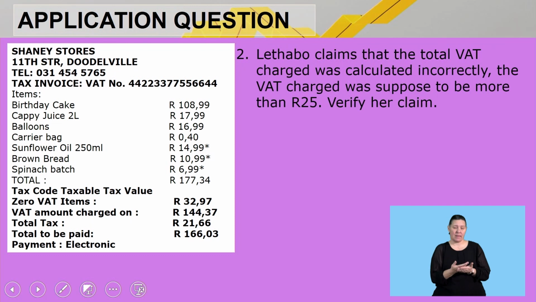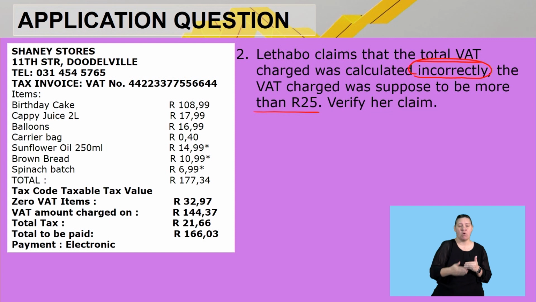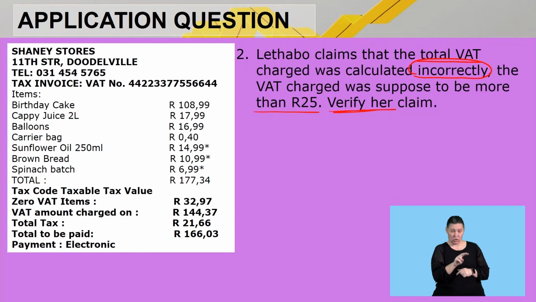Lithabo claims that the total VAT charged was calculated incorrectly. The VAT charge was supposed to be more than 25 Rand. Verify her claim. So we need to check by means of calculations whether her claim is correct or incorrect. Looking at the till slip, the total tax that is charged on this is 21 Rand 66. So she claims that it should have been more than 25 Rand.